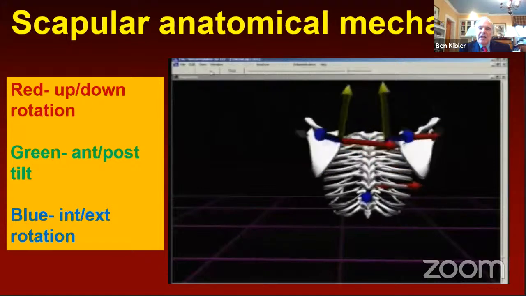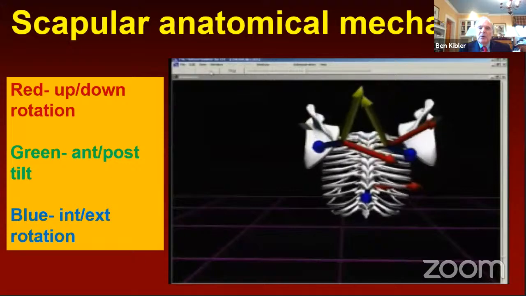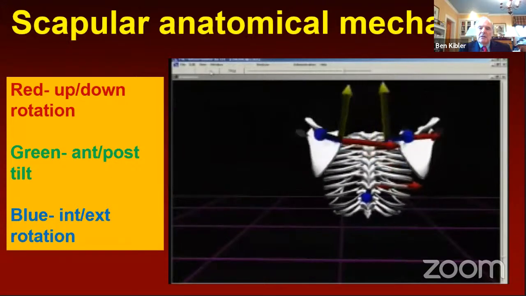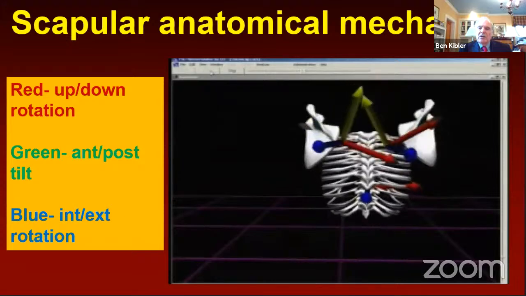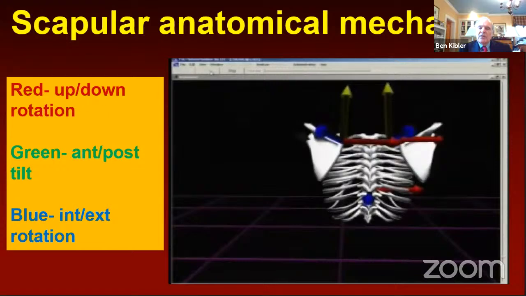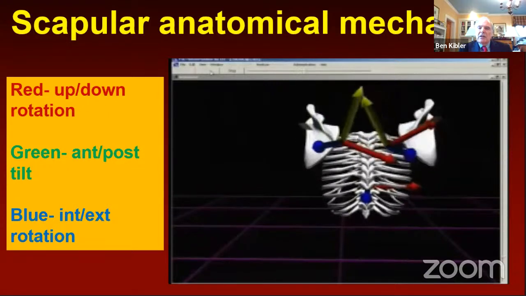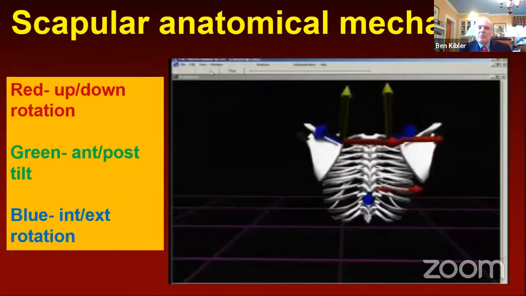This is motion of the scapula with arm motion. Look at the green. It tilts posteriorly. And if you look at the blue, it starts into internal rotation, then goes into external rotation. And the result is for the glenoid to be elevated and the acromion to be moved out of the way of the moving arm. That's the normal mechanics of the scapula with arm motion in scapulohumeral rhythm.